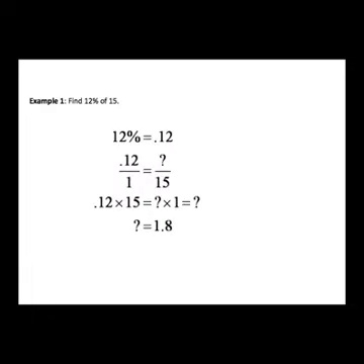Our first example, find 12% of 15. 12% equals 0.12. In other words, you remove the percentage sign. Take your 0.12, put it over 1, equals the number we're looking for, divided by 15. Multiply them out just like you would any other fraction, and you end up with 1.8.